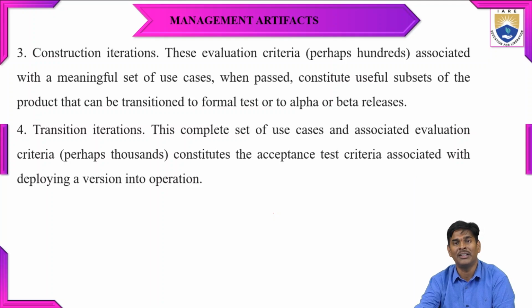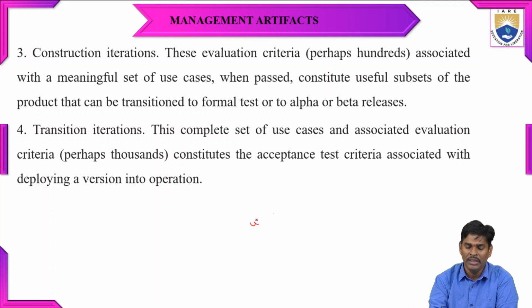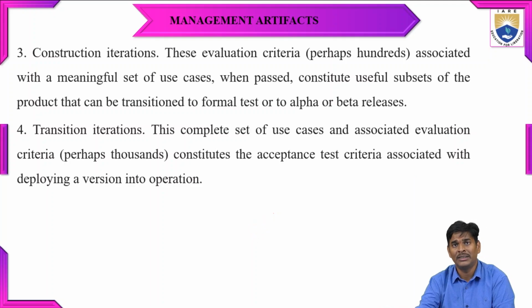And this is how the different types of tests can happen there, alpha or beta releases. Whereas in the transition, they can check various associated evaluations, more than 1000 evaluation criteria, and check whether the deployed version is accepted within operations or not. These are the main four phases which will be used by the management sets to evaluate the criteria for the business case. Based upon these iterations, this will be helpful.